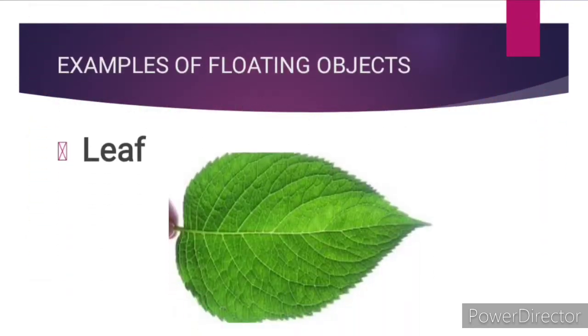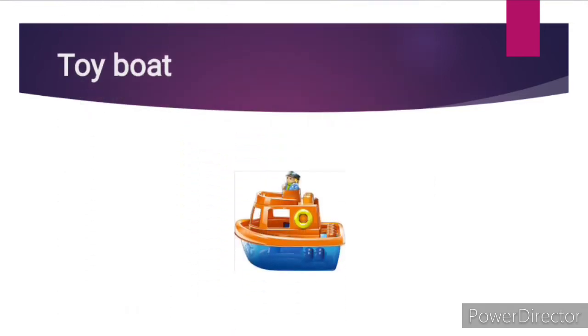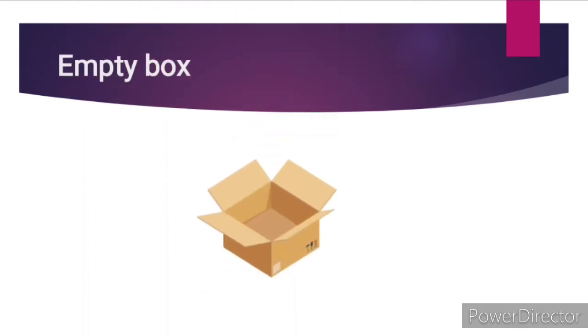Now we are going to look at some examples of floating objects. What's this? This is a leaf. Will it float? Yes, a leaf floats in water. Another object that can float in water is toy boats. They float in water. I like toy boats.